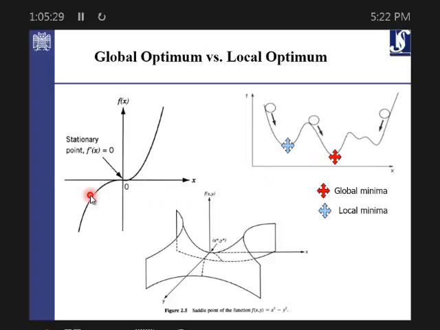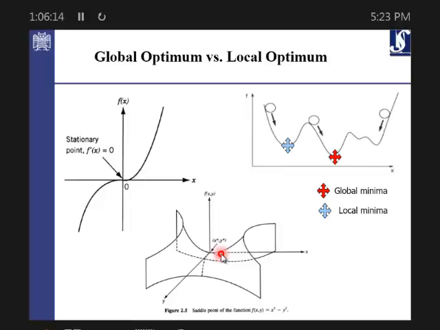For some other problems, you have saddle points, where the curvature actually changes the convexity. It means that if you look from this direction, that point is a minimum, but from this view, this point is a maximum. These points are called saddle points. They are not necessarily the optimum solution, but they could be optimum based on some constraints.